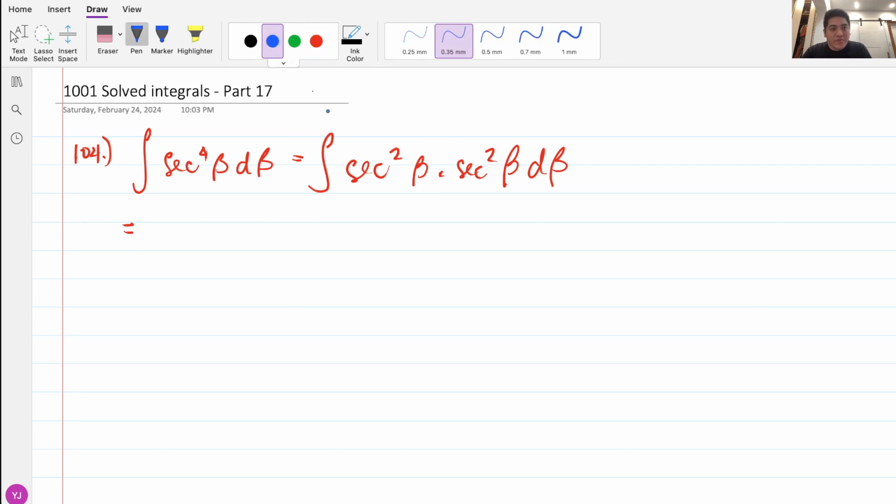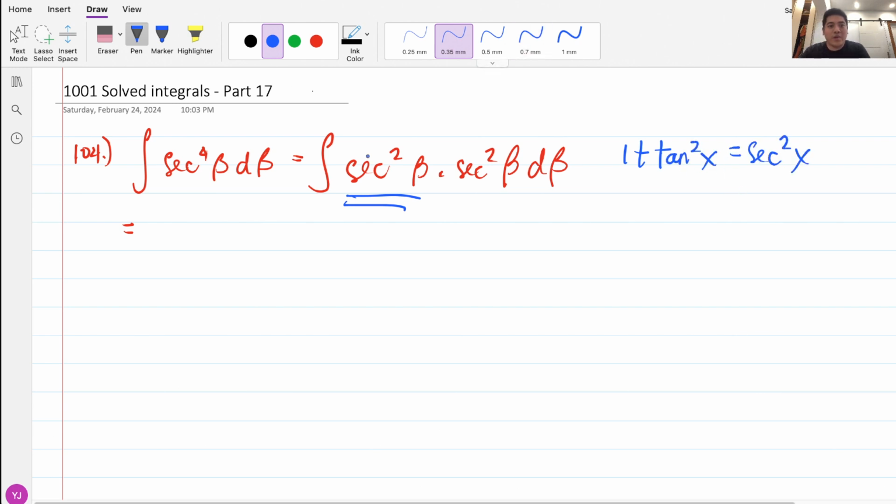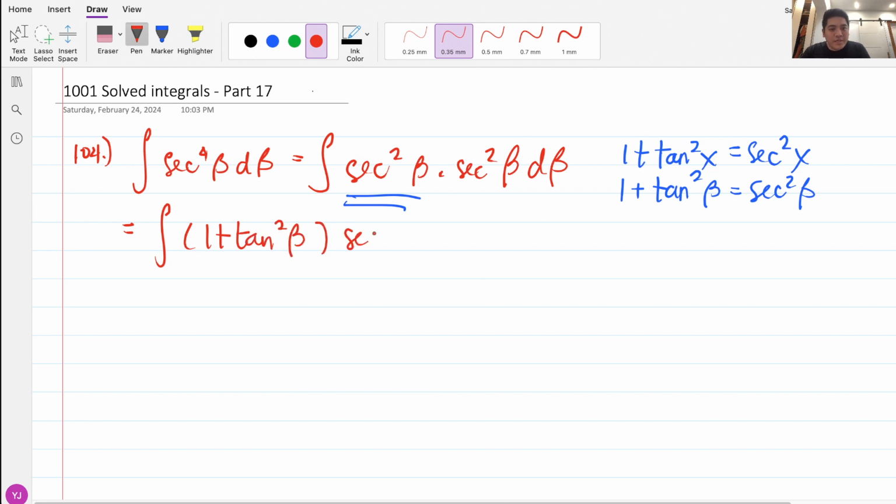And we are going to transform this using the Pythagorean identity. If you remember, we have 1 plus tangent squared of x equals secant squared of x. So that's what we are going to do here, so that the variables only change from x to beta. By changing that, we have 1 plus tangent squared beta, and then we have secant squared beta d beta. So why did we do this?